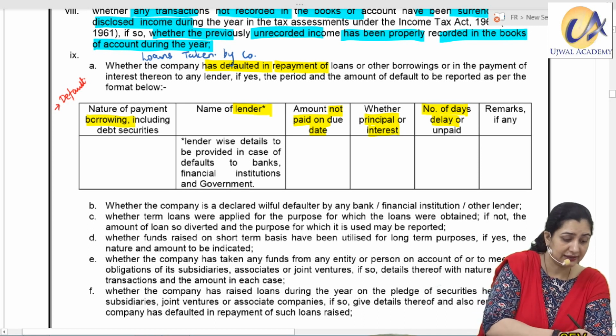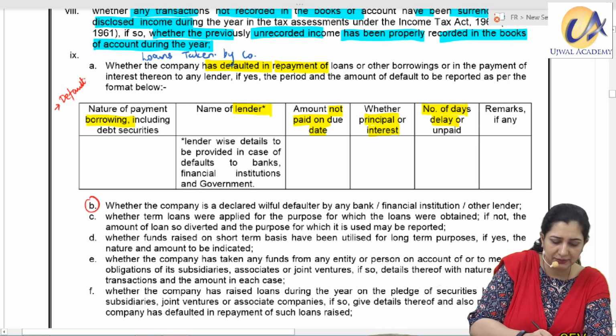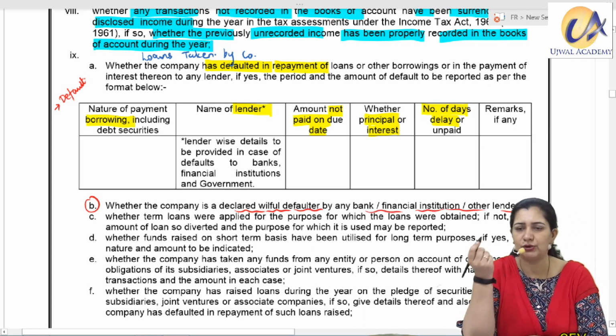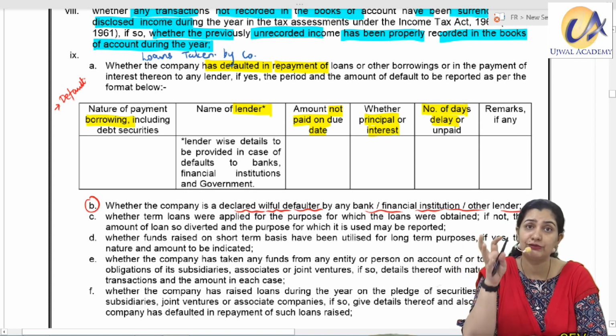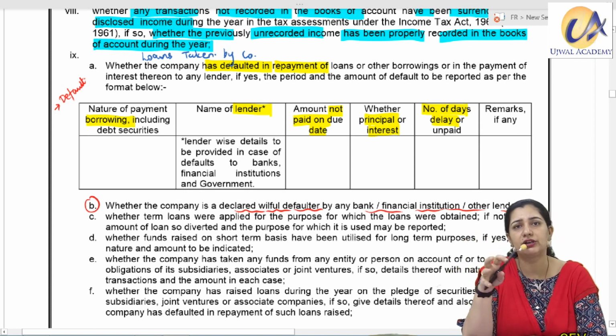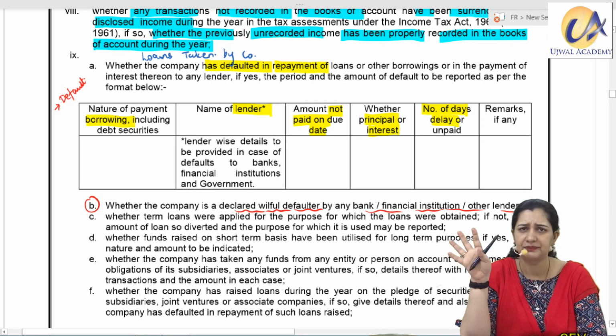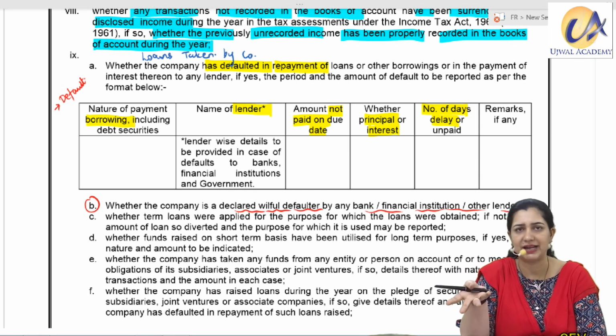Then, are they a willful defaulter? Have they been declared a willful defaulter by the banks? Who is a willful defaulter? A person who has willfully, purposefully defaulted on the payment. He could make the payment, but he has not done it. Banks declare them willful defaulters. The best example: Vijay Mallya has been declared a willful defaulter. Like that, if the company is declared, we need to give that here.